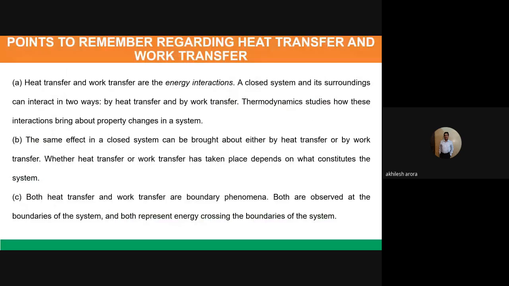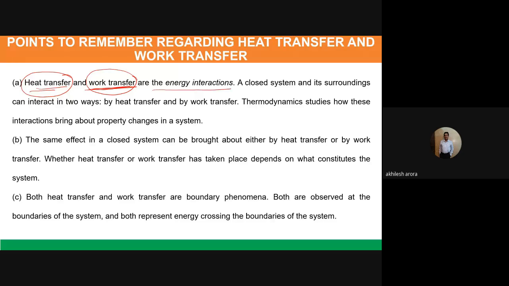Okay, so points to remember regarding heat and work transfer. We have discussed heat and work transfer extensively in this chapter. These are very simple things: heat transfer and work transfer. You can see we are always writing heat transfer and work transfer, not heat or work. So always remember, whenever you write work, you have to write work transfer, and whenever you write heat, you have to write heat transfer.